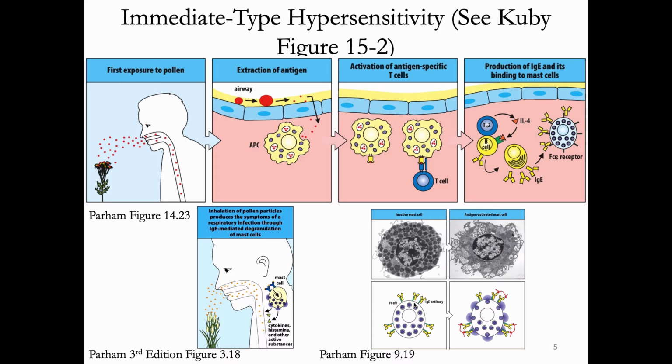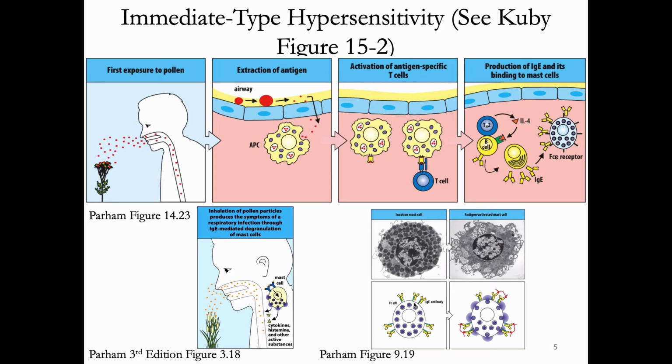However, the second time you encounter that same pollen, you now have pre-coated mast cells that are ready to go. And now within minutes, maybe within a couple hours, but this is really pretty fast, those mast cells are going to degranulate, they're going to lose their granules, and we're going to be making all of our mast cell products. And so this process is immediate the second time you see antigen, and the third, and so on.